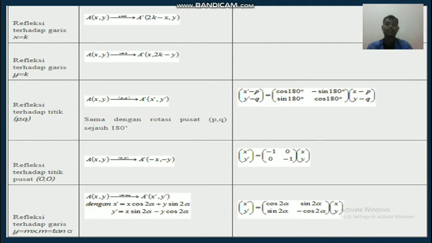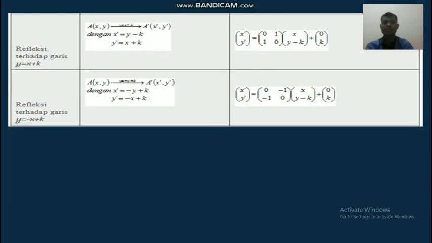Next, reflection on the line y = mx, m = tan alpha, and the formula is A(x, y) reflected on y = mx, m = tan alpha to be A'(x', y'), and the matrix is [x', y'] equals [cos 2alpha, sin 2alpha; sin 2alpha, -cos 2alpha] multiplied by [x, y].